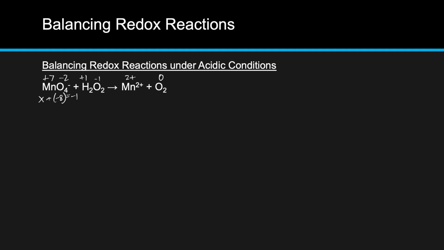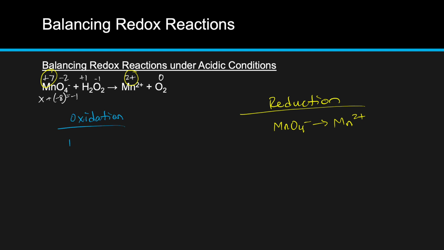So manganese here is going from a +7 to a +2, which means we know it is gaining electrons. So that's going to be our reduction reaction. So it's going to be MnO4 minus and Mn2 plus. And then for our oxidation reaction, we will have our other 2 species. So that will be H2O2 and O2.